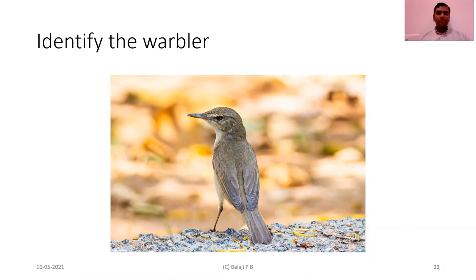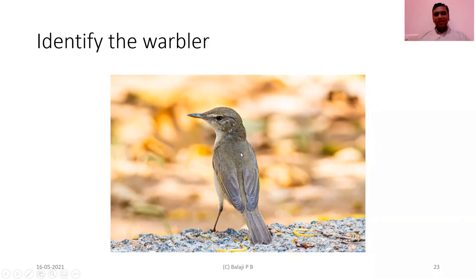Any opinions on this warbler? Is this a clamorous reed warbler, sir? You are close. These are smaller warblers. It's one of the smaller warblers. There's only one warbler which looks very similar to the clamorous reed warbler, which is smaller in size. Blyth's? Is it a Blyth's then, sir? Blyth's reed? It is a Blyth's reed warbler.